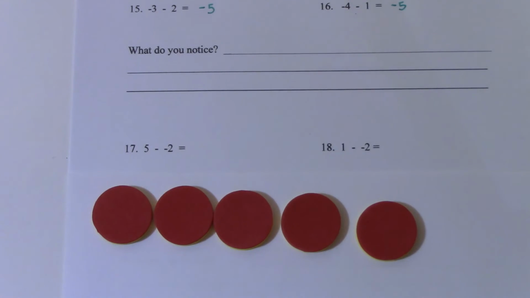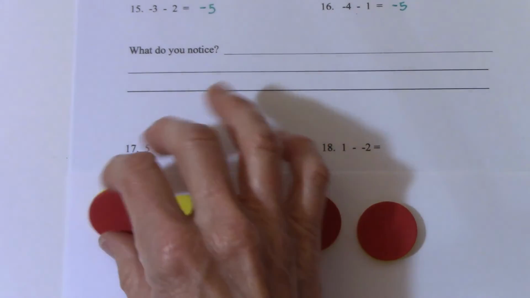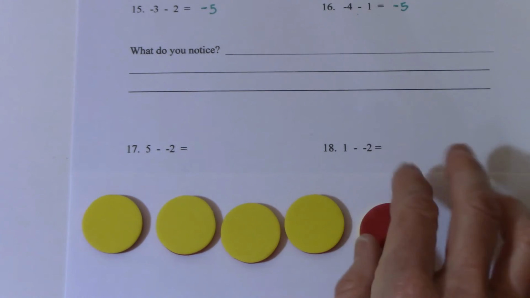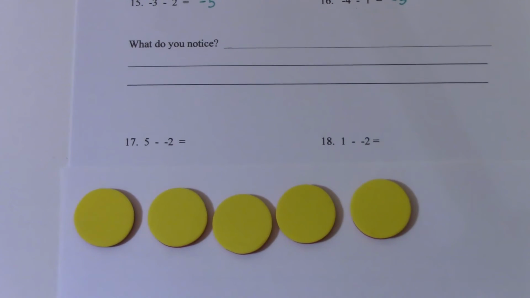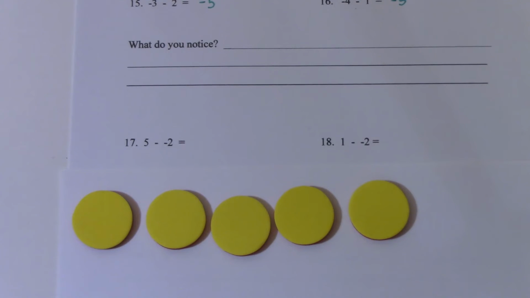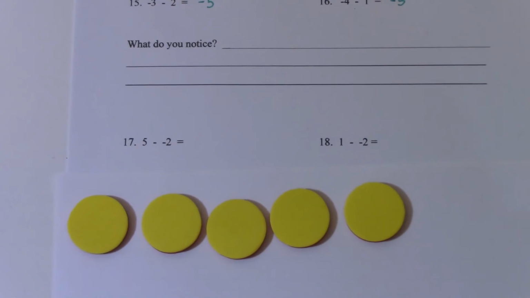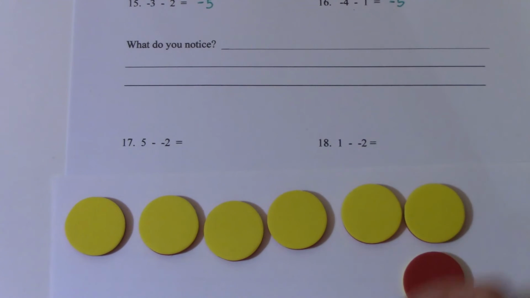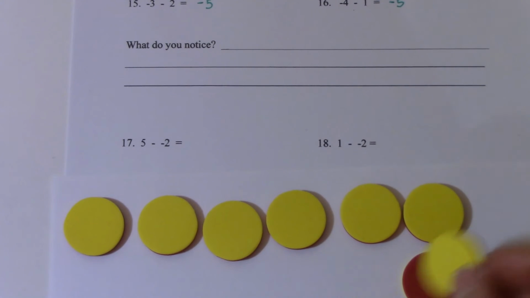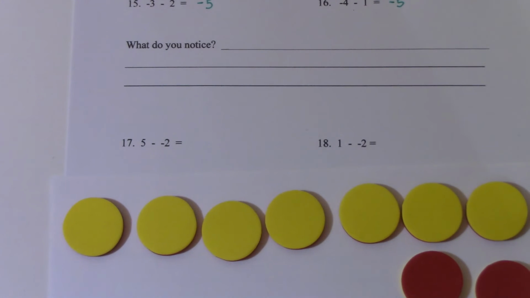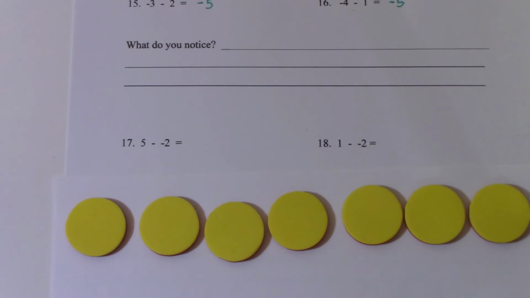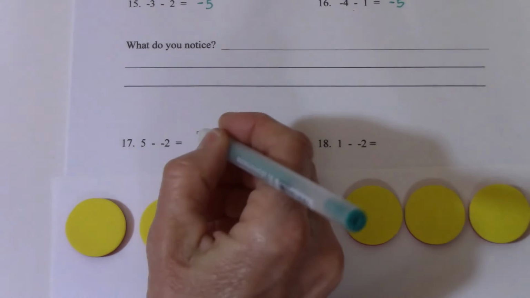Now here, when we start with a positive 5, and now I'm going to take away negative 2. I don't have any negatives. I can't take them away. So now I need to introduce some 0 pairs, and I need 2 0 pairs. So there's 1 0 pair. Here's another 0 pair. And when I take away my 2 negatives, I'm left with positive 7.